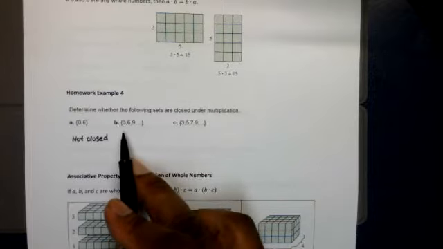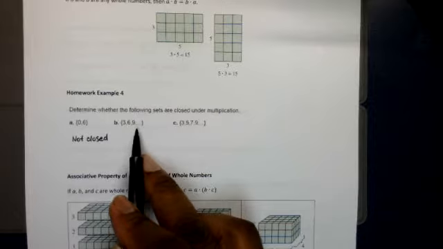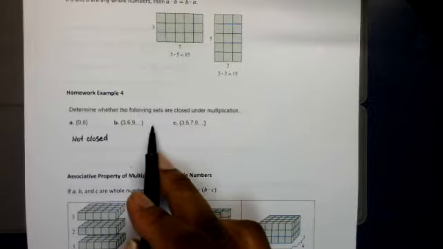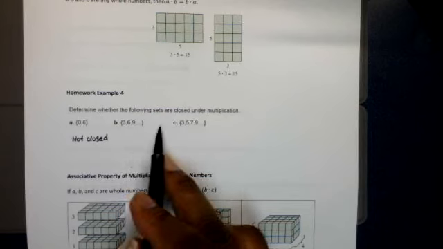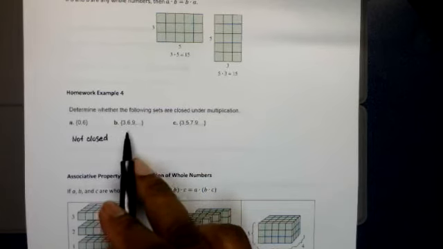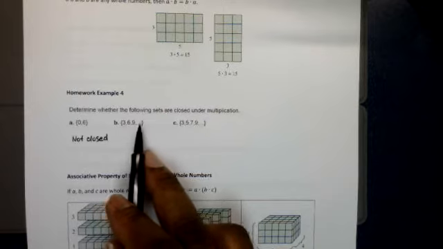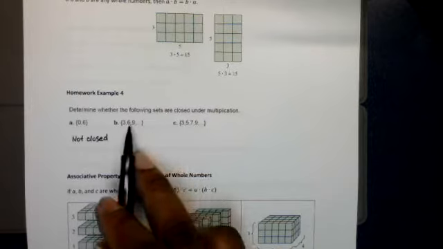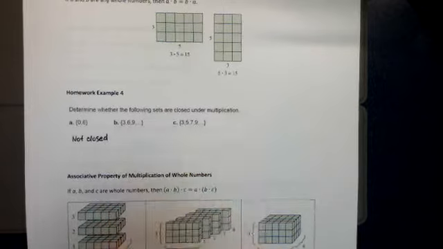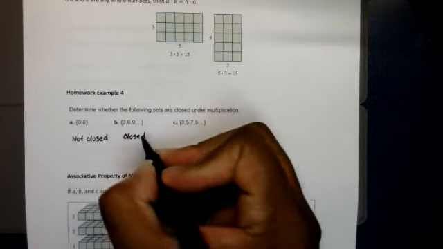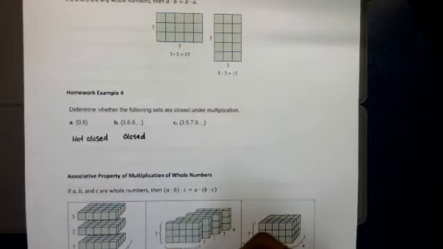Now, part B, {3, 6, 9, ...} with the 3 dots. That's the ellipsis. That means that this set is an infinite set. It continues on and on. Well, if I do 6 times 9, that's 54. And 54 is a multiple of 3. So that means that 54 has to be included in this set. So this is closed under multiplication.